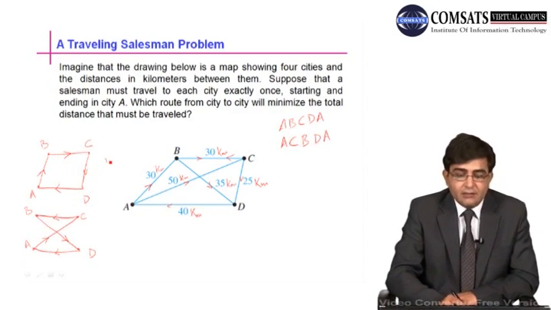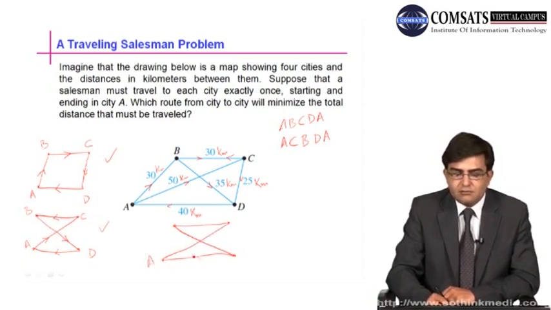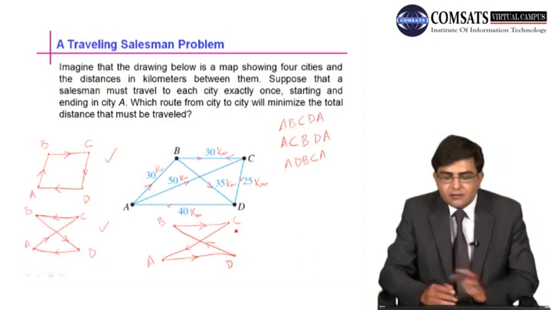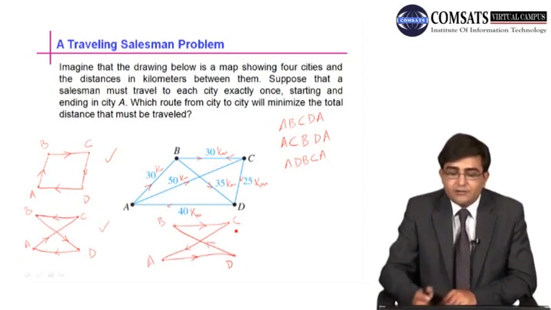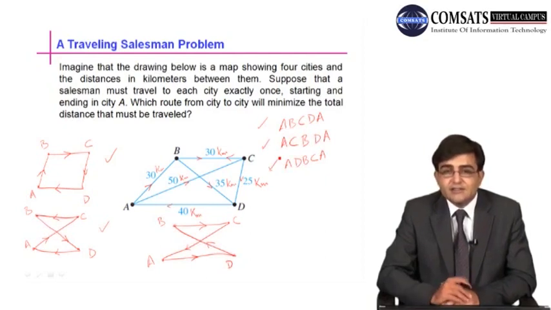So this is a Hamiltonian circuit. This is also a Hamiltonian circuit. There are other possibilities also. He can go from A to D, D to B, B to C, and then C to A. So another Hamiltonian circuit could be A, D, B, C, A. There are some other possibilities also. You can try yourself. Now we have to investigate what route he uses so that his distance is minimized.